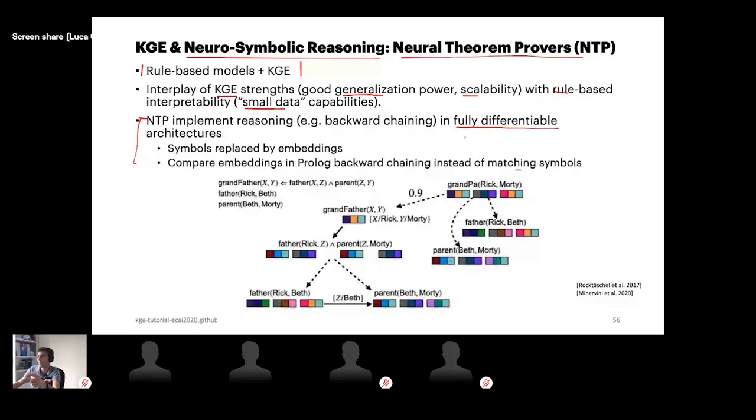So it's like they carry out Prolog backward chaining, but they compare embeddings instead of comparing symbols so that they can support things like comparing grandpa and grandfather, and they have a better, more effective reasoning chain. So again, very interesting line of work, but it's not the only one.